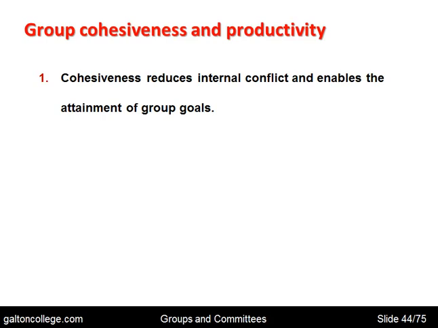So cohesiveness reduces internal conflict and enables the attainment of group goals. That's the idea of cohesiveness. When the groups are closely knit, they're able to work together very closely. There's very little internal conflict. They're very cohesive. They're in broad agreement about what to do and how to go about it. So organizational goals can be attained.